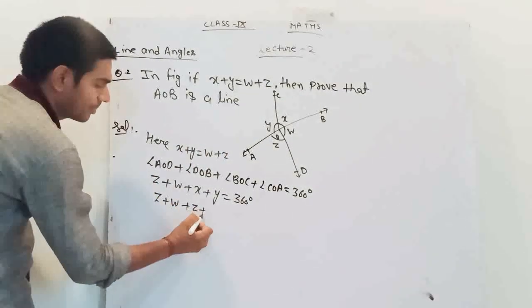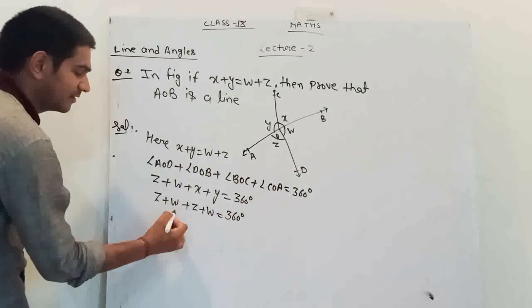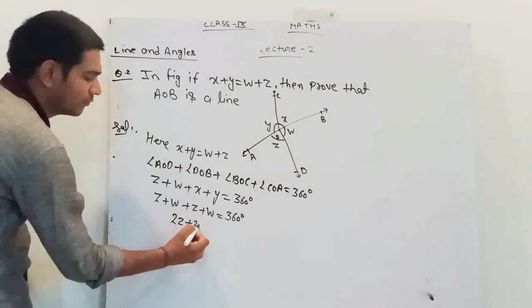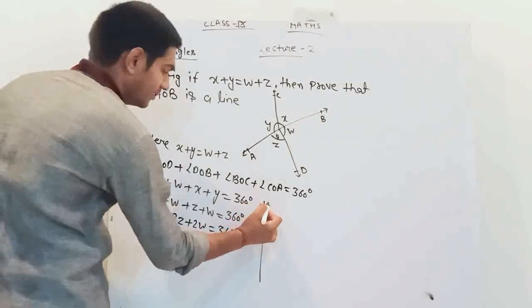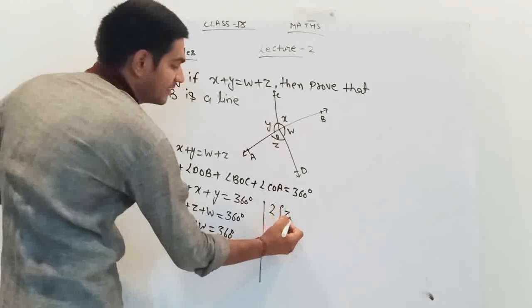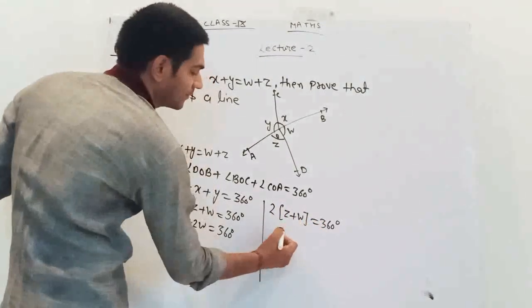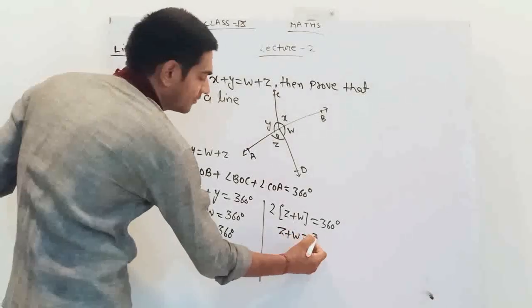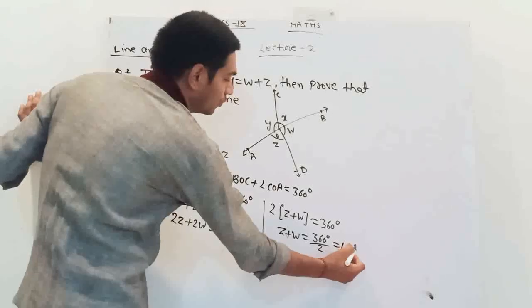So, Z plus W plus Z plus W is equal to 360. Z plus Z is 2Z, W plus W is 2W, equal to 360 degrees. So, 2 common, 2 times Z plus W is equal to 360. So, what is the value? Z plus W is equal to 360 divided by 2, which is equal to 180.